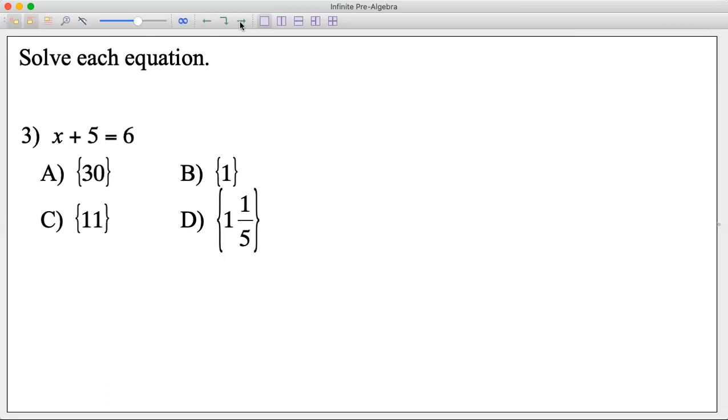X plus 5 equals 6. What's attached to X? Plus 5. How's it attached? Addition. How do you get rid of addition? Subtraction. So what are we going to subtract from both sides? Okay. Different signs. 6 minus 5 is 1. And since it's multiple choice, most of you probably aren't going to write X equals 1. The answer is 1. The answer is B. Done.